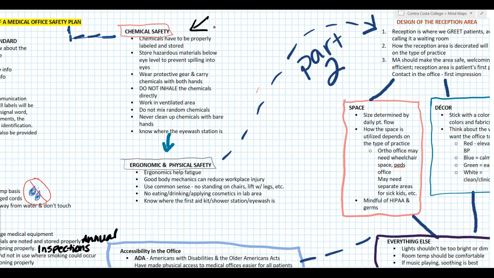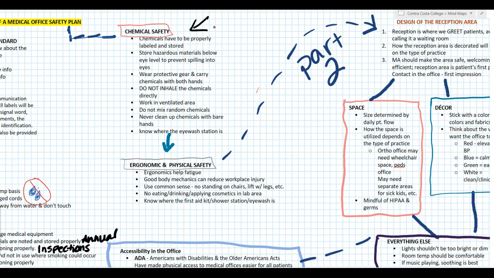Even though we have to do that in compliance with OSHA, sometimes people get kind of lax, and it's important to remember not to do that. We want to make sure that we are storing hazardous materials below eye level, so we're not reaching up onto a shelf and then accidentally spilling a gallon of bleach into our eyes.